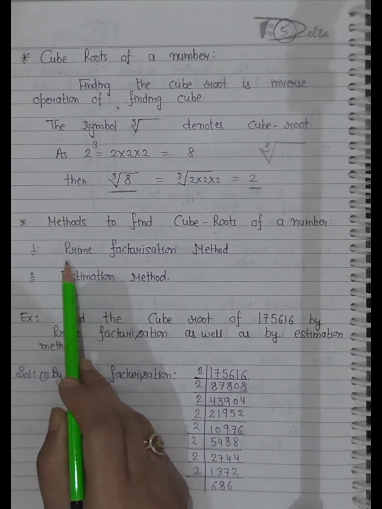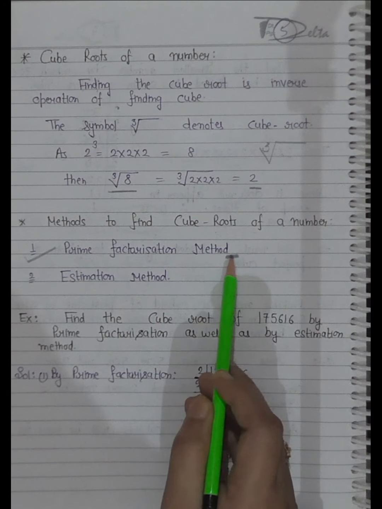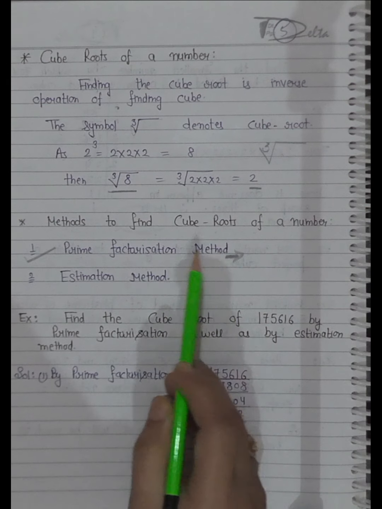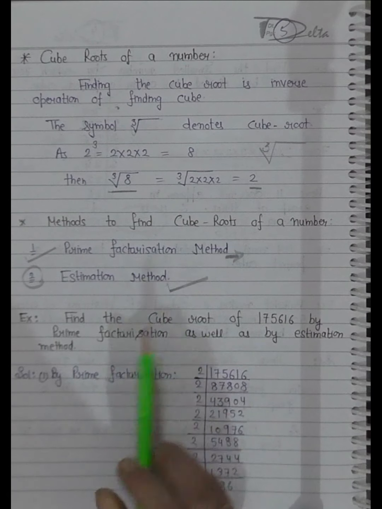Now the methods to find the cube root of a number. There are two methods. First is the prime factorization method. You know it very well. You have done it in the previous chapter also for finding the square root. And the second is the estimation method.